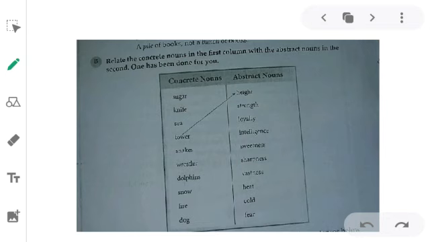Like sugar: we can touch it, we can taste it, we can see it. So sugar is a concrete noun. What would be the abstract noun for sugar? It would be sweetness, because we cannot touch sweetness, but it is a quality of sugar that it is sweet. So sweetness is an abstract noun, and you may join sugar with sweetness. The rest of the words you have to do on your own at home.